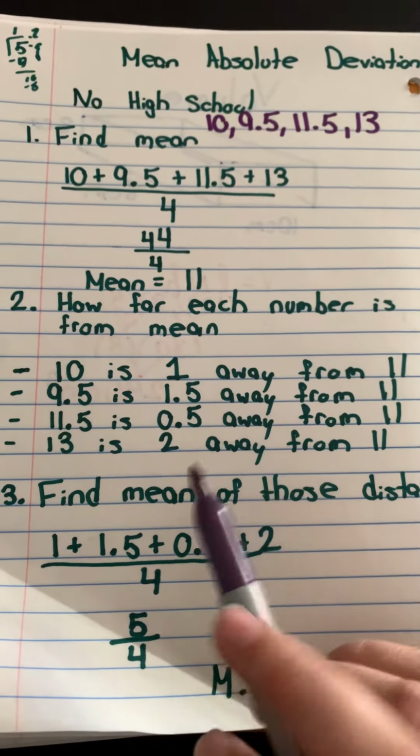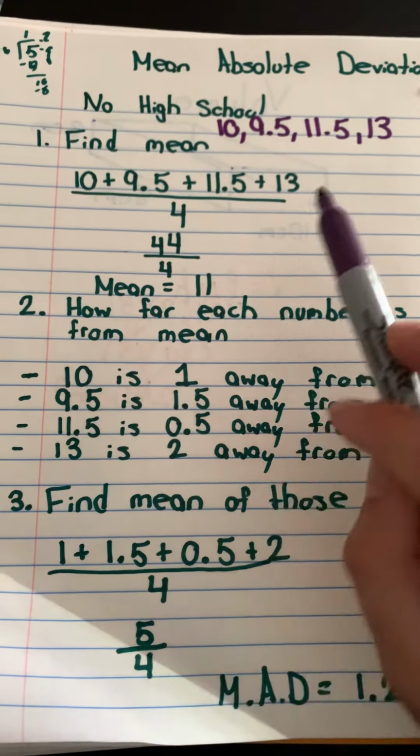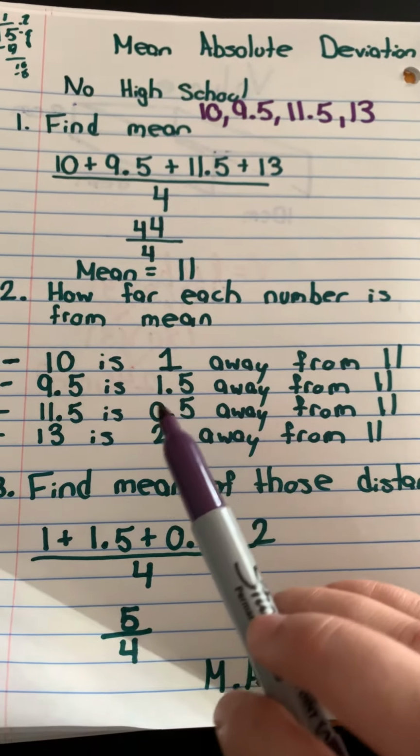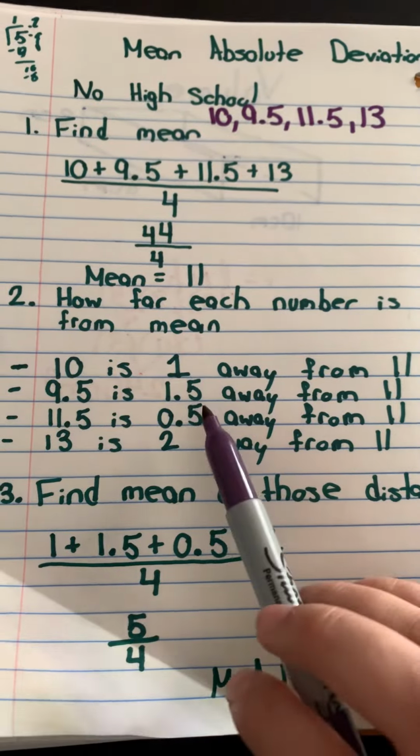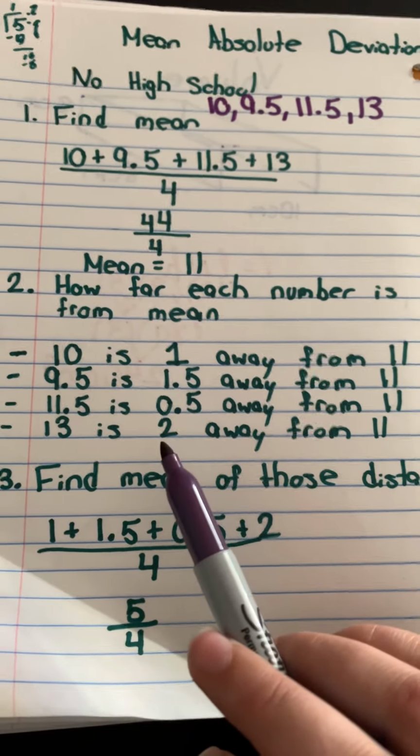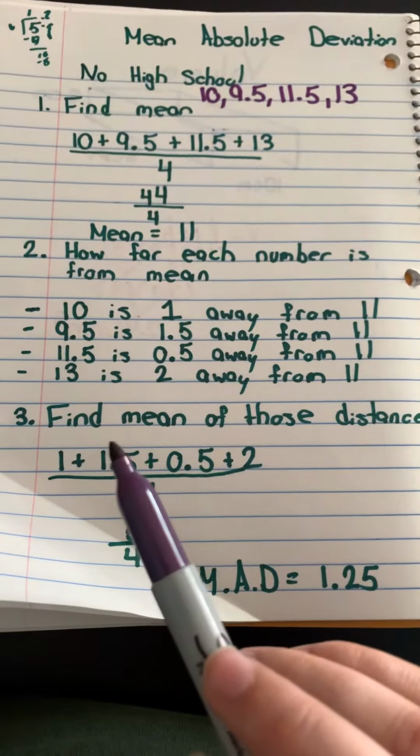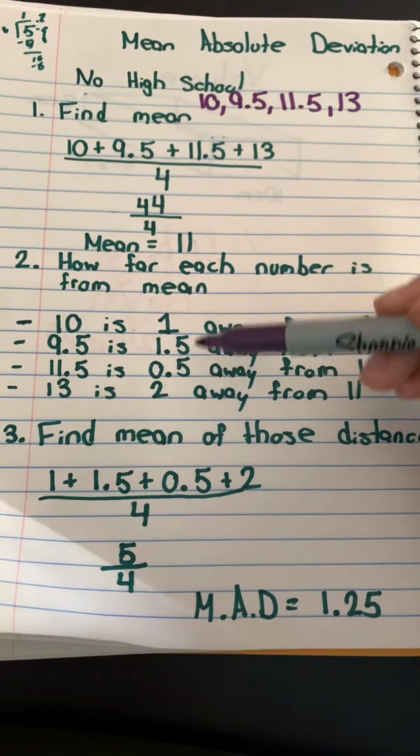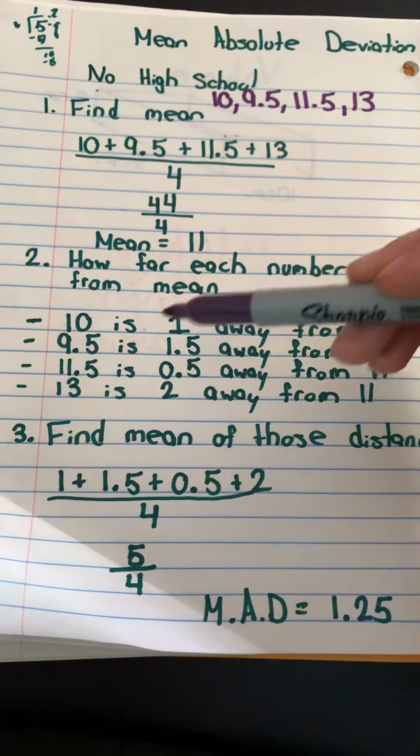And again, I really just got this by saying 11 minus 10, 1. 11 minus 9.5, 1.5. 11.5 minus 11, 0.5. 13 minus 11, 2. And your last step is to find the mean of those distances. So you're finding the mean of what you got, how far away they are from the mean.